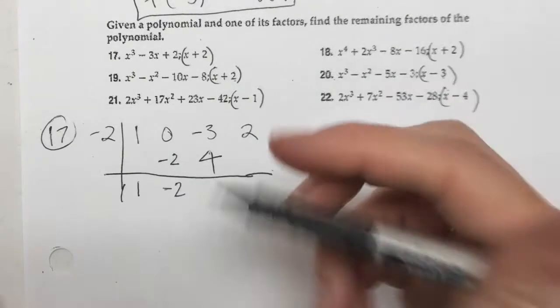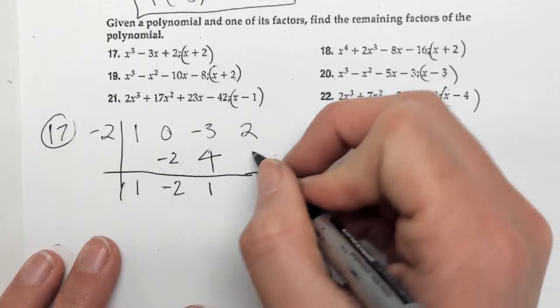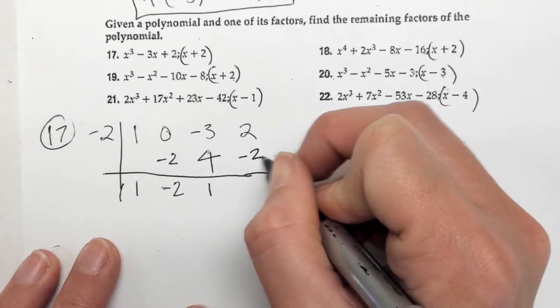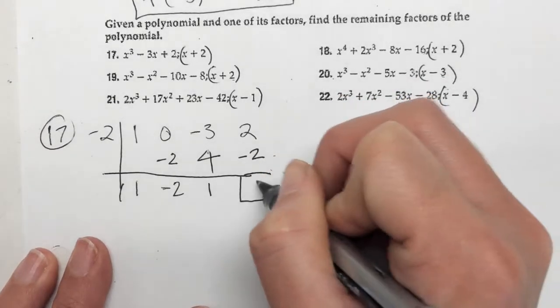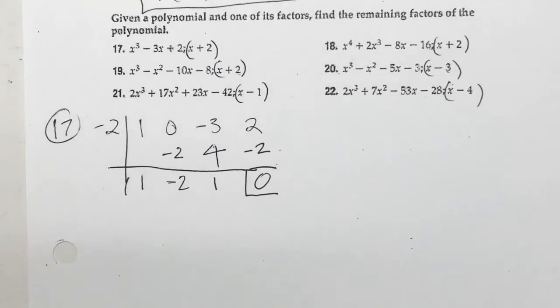Alright. Abigail, next one. 1. Good. Sierra. And so Alex, our remainder is what? 0. Good. And it should be because it's a factor. So again, if you're doing these, you get something other than that, it's wrong.